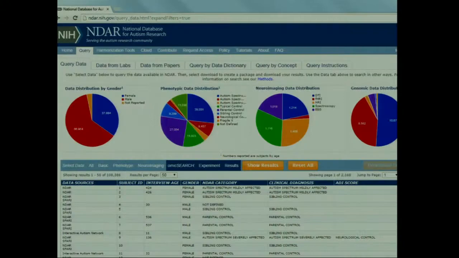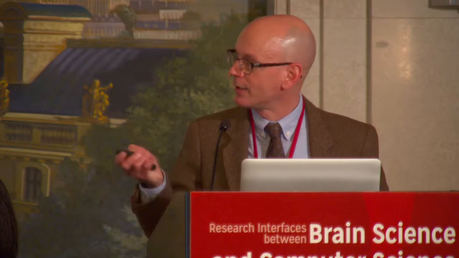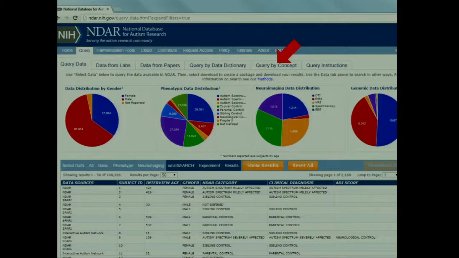So query is obviously important in any infrastructure like this. You can query data from a particular laboratory, data associated with a paper, or any subset of data that someone thinks is interesting. We're assigning DOIs to all of the data from papers now and to a number of other ways of segregating data in the database. You can do queries on any element in a data dictionary, but what I really want to talk about is the query by concept, because there may be people either in the room or online who can help with this.